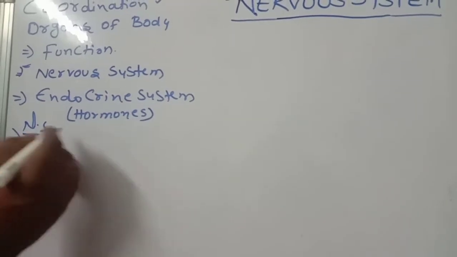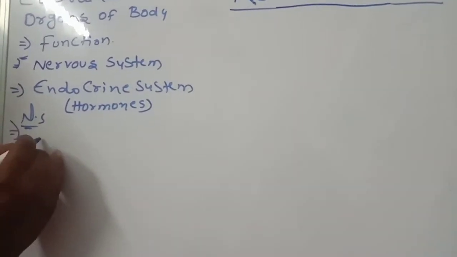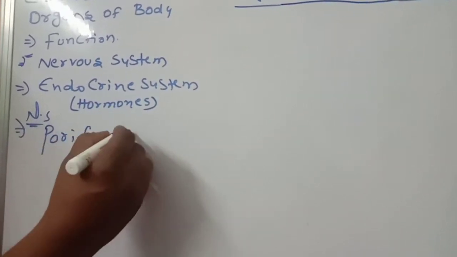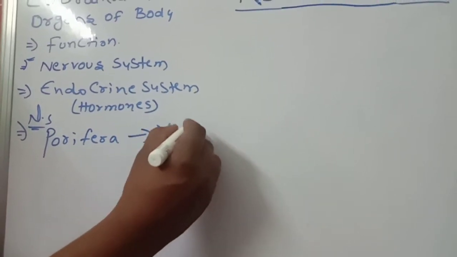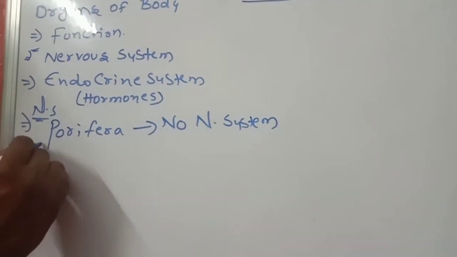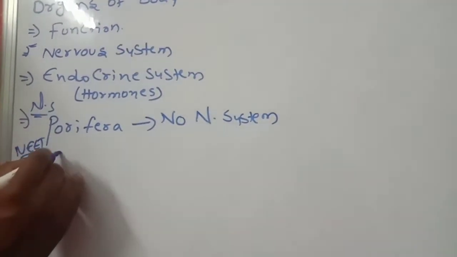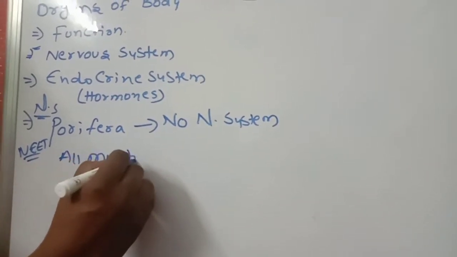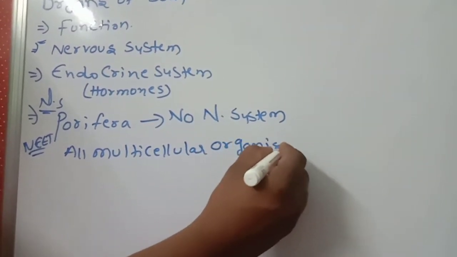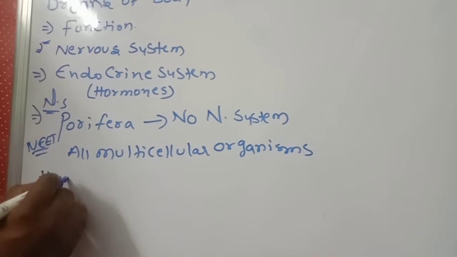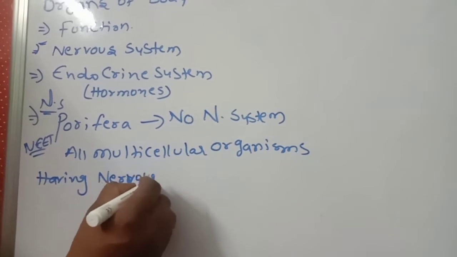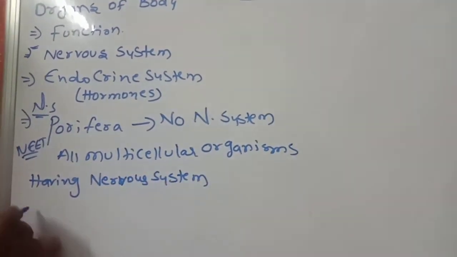The nervous system consists of different parts. First, coming from the starting onwards, phylum Porifera does not have a nervous system. This is a very important point. Porifera don't have a nervous system, but all the remaining multicellular organisms have a nervous system. All multicellular organisms have a nervous system except poriferans. This is a point you have to remember.